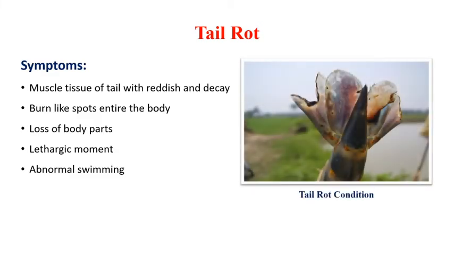Vibriosis leads to tail rot in the case of shrimp. Symptoms are muscle tissue of the tail turning reddish and decaying, burn-like spots over the entire body, loss of body parts, lethargic movement, and abnormal swimming. We can clearly see the tail rot condition here. So the tail is rotted in the case of this shrimp.